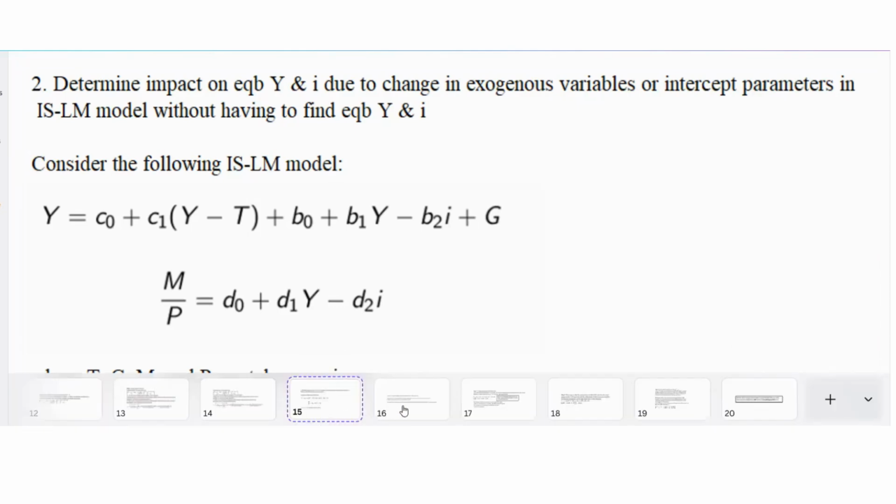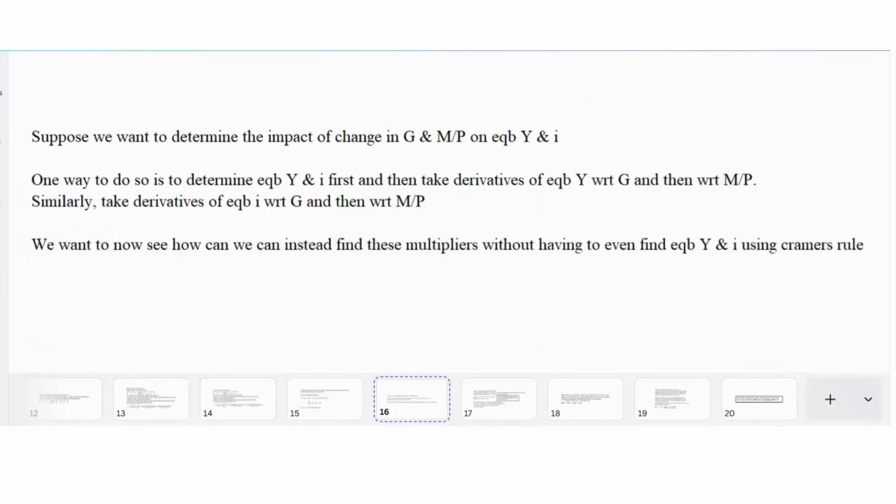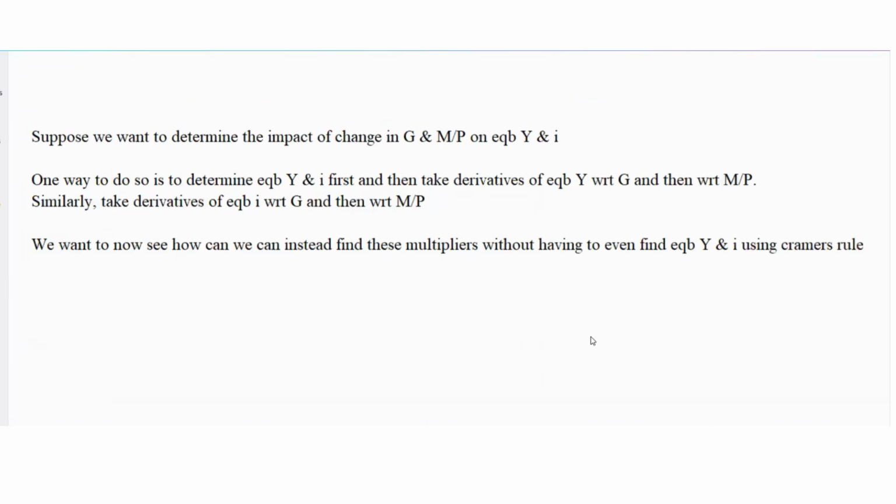Now, suppose we want to determine the impact of changes in government spending and real money supply on equilibrium values of output and interest rate. One way to do this is to first find the equilibrium values of output and interest rate, and then take the derivative of equilibrium y with respect to g, and then with respect to real money supply. Similarly, take the derivative of equilibrium i with respect to g and then with respect to real money supply, right? So one way to find these multipliers is to first find the equilibrium values and take derivatives with respect to whatever exogenous variable you want the multiplier for.